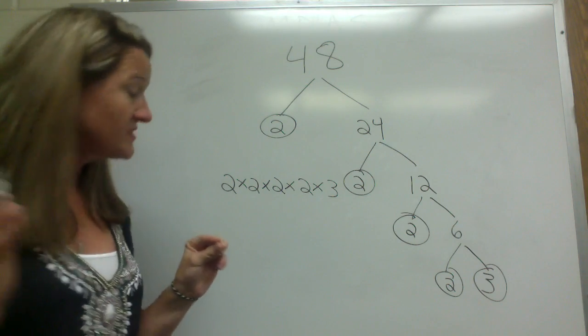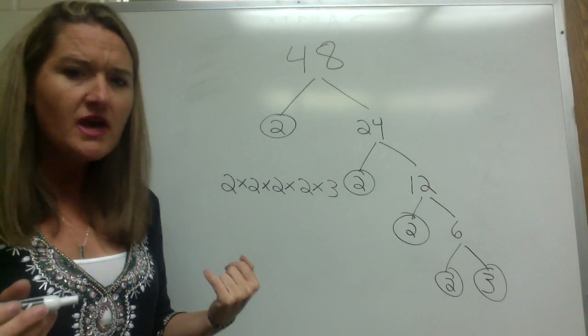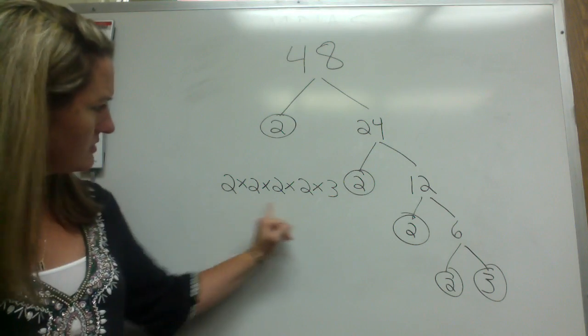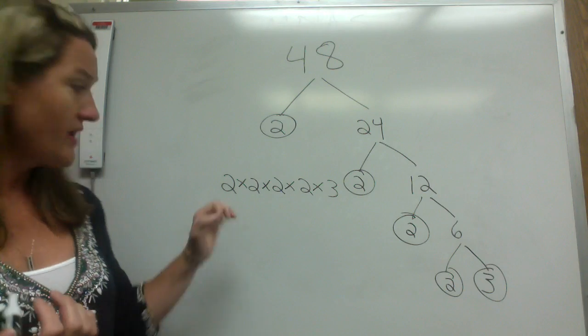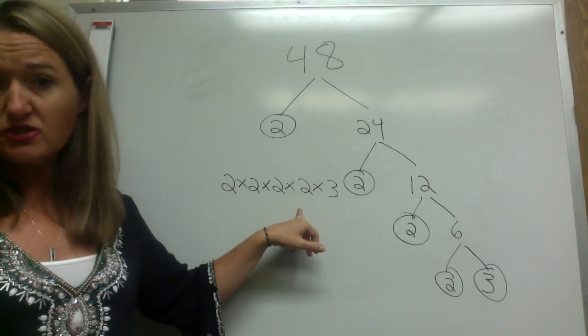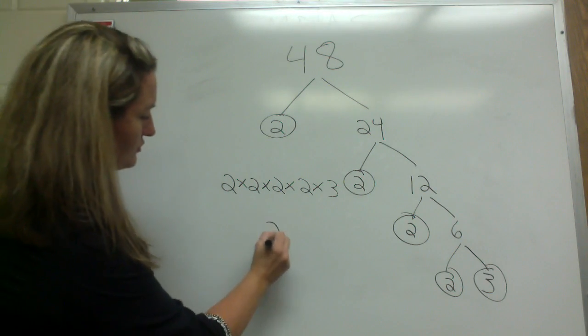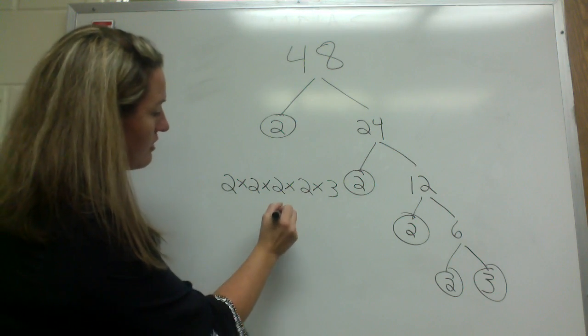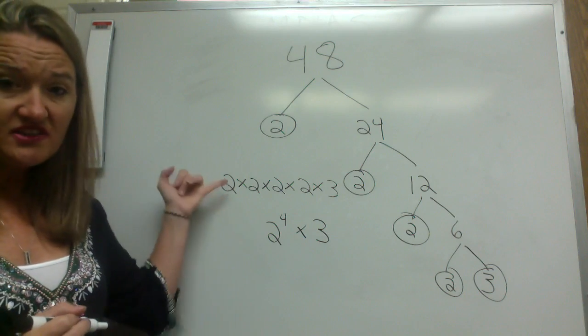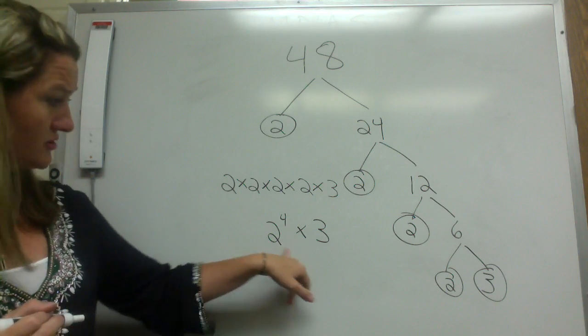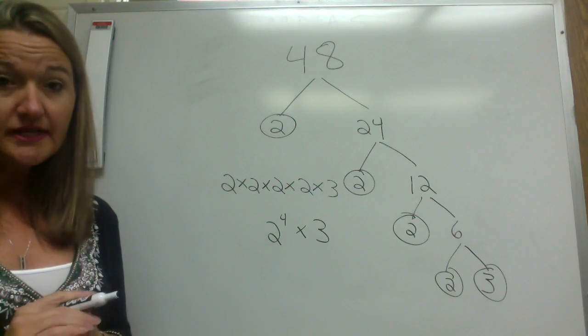When they ask for prime factorization, they want this, or if you're feeling really ambitious, we can use some exponents. How could we use exponents to make this shorter? Well, I have four 2's, right? So let's write that as an exponent: 2 to the 1, 2, 3, 4th power times 3. Aren't these two things the same thing? And this is just a little bit more tidy.